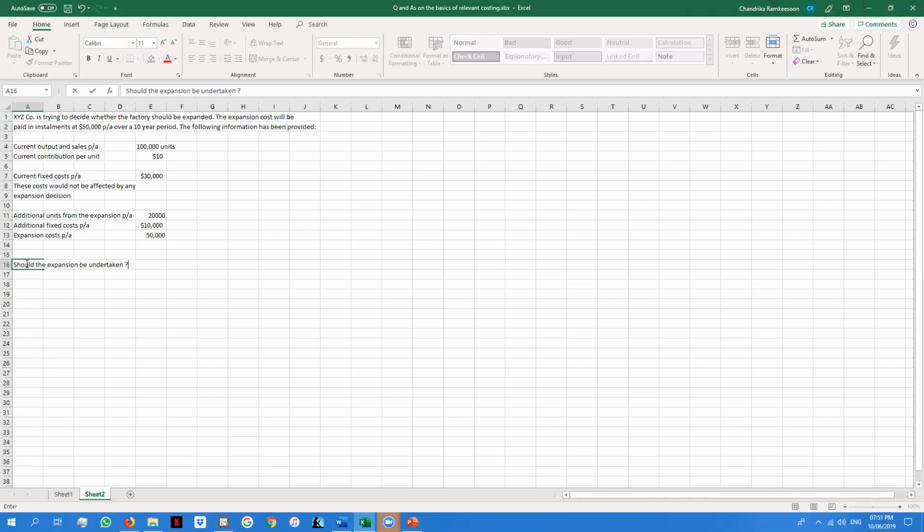What we do need to consider though are the values and the figures related to the additional 20,000, because those will change as a result of the expansion. And this is important, because if you need to determine whether the expansion should take place, you should only consider relevant costing.